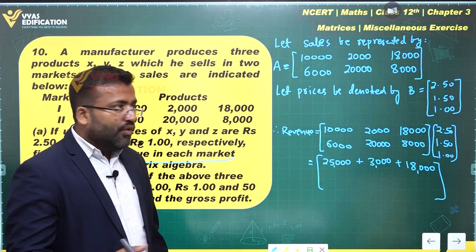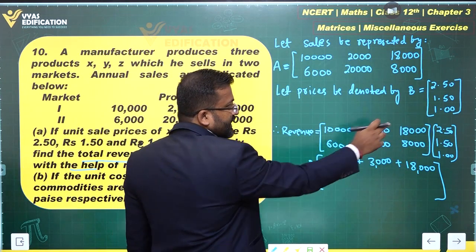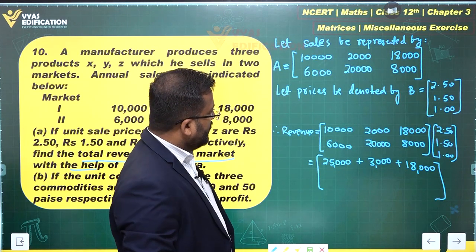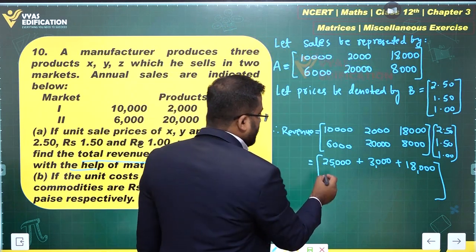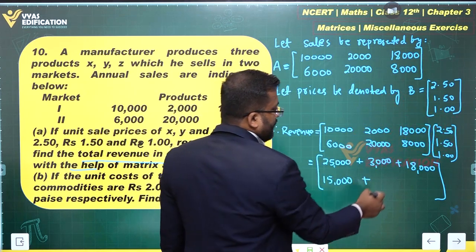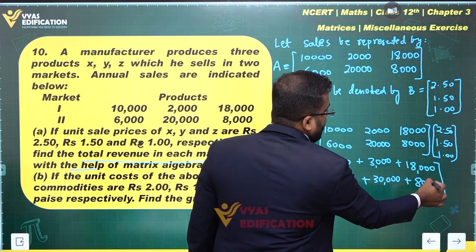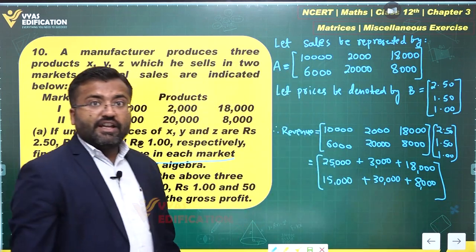Then the second row will be obtained by multiplying the second row with the first column. This is 6,000 into 2.5, which is 15,000, plus 20,000 into 1.5, which will be 30,000, plus 8,000 times 1 would be 8,000. This is what you get. And can you add these numbers?